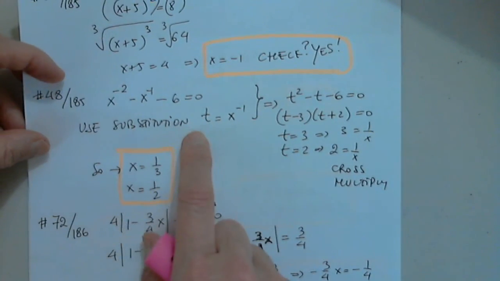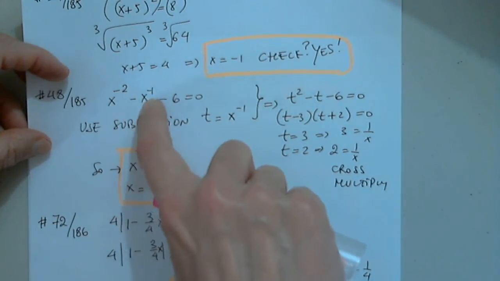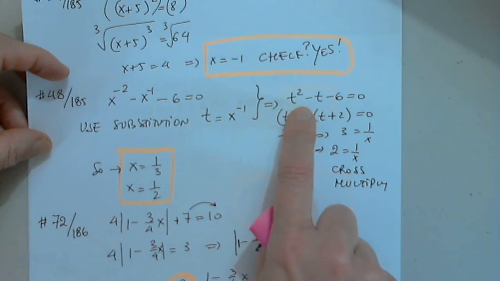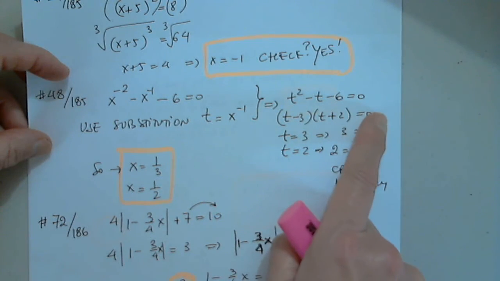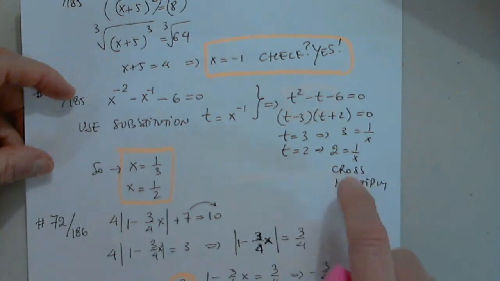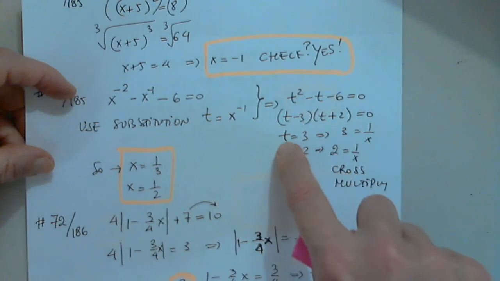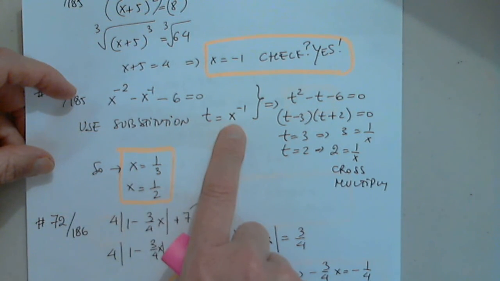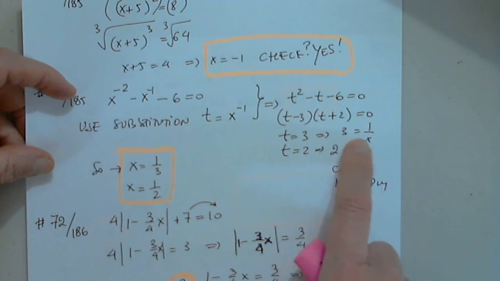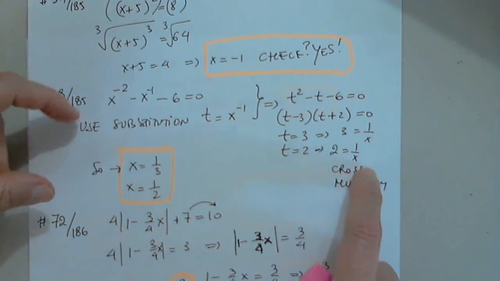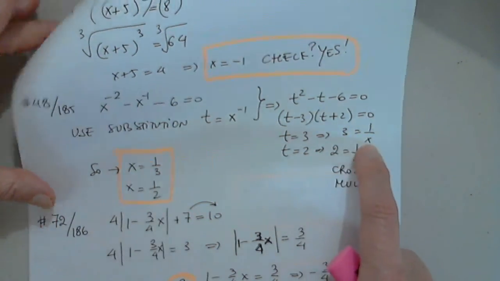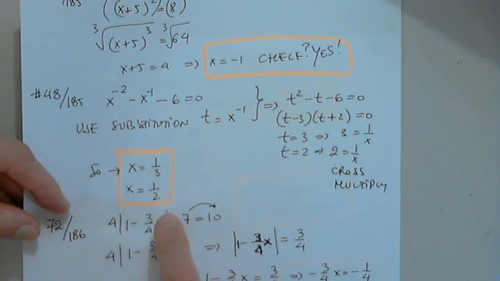Here we're asked to use the substitution, so I realize that if I denote this by t, this is t squared. So that's how I get this equation, t squared minus t minus 6 equals 0. I factor, I get 3 and 2, but what is t? T is x to negative 1, which is 1 over x. So then I have 3 equals 1 over x and 2 equals 1 over x. Cross multiply and get that x equals 1/3 from here and x equals 1/2 from here.